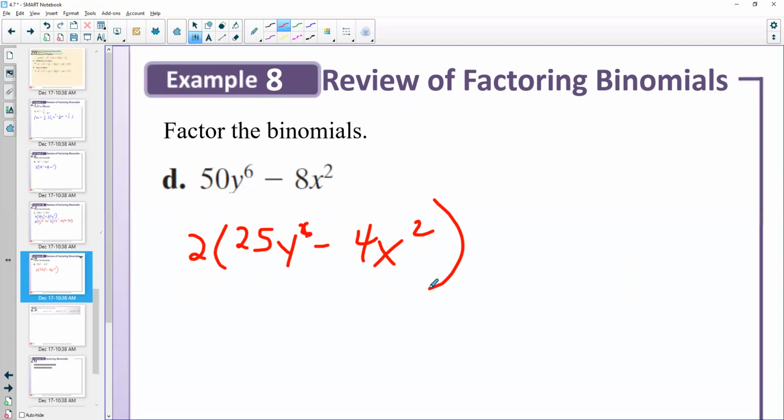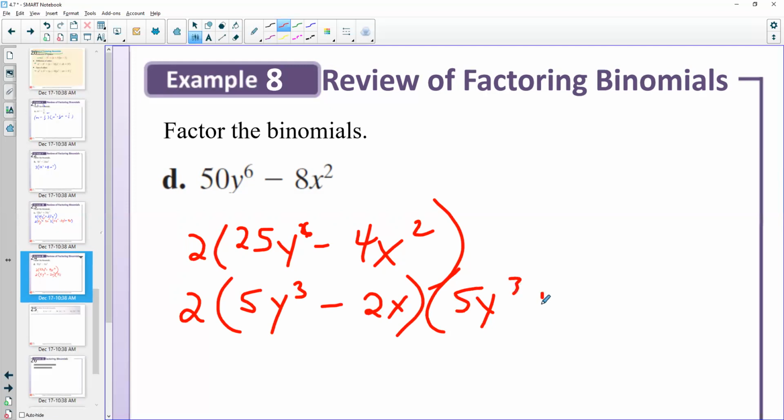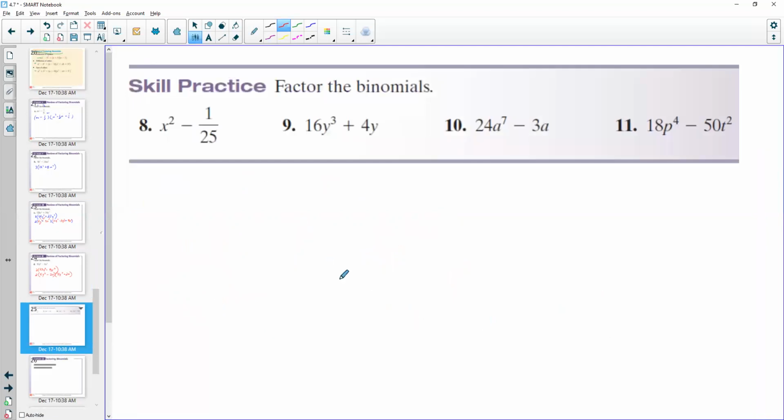I see a difference of squares. Okay. So that 2 stays. 25 is the square of 5. y to the 6th is the square of y cubed. Minus 4 is the square of 2. x squared is the square of x. And now I just need to repeat that with a plus sign. Finito.